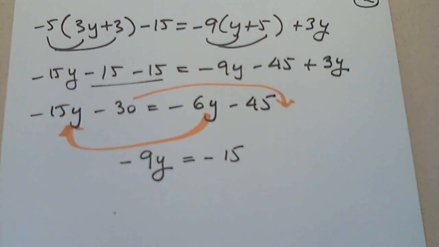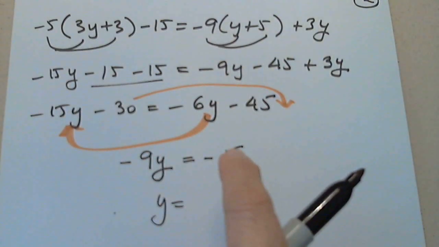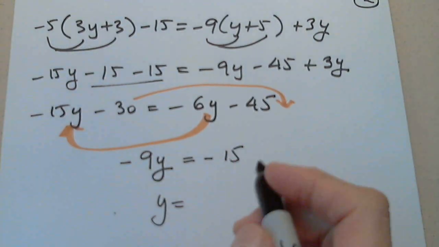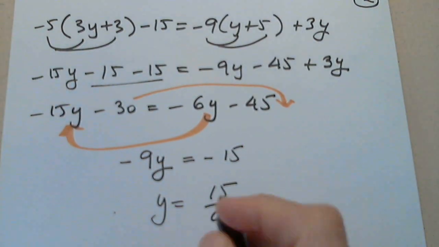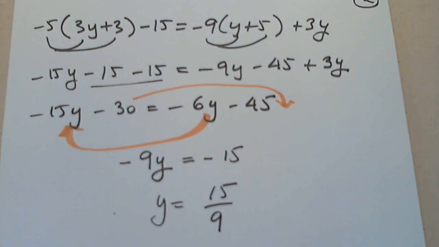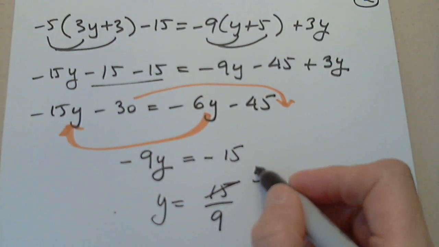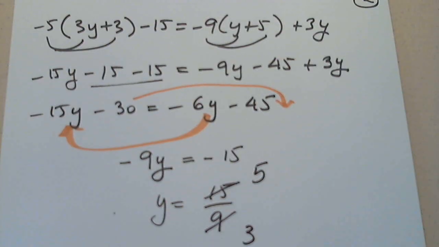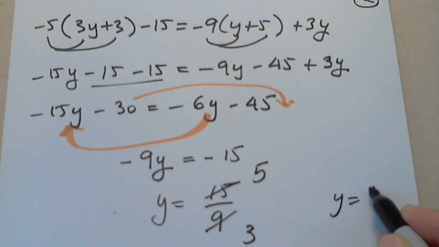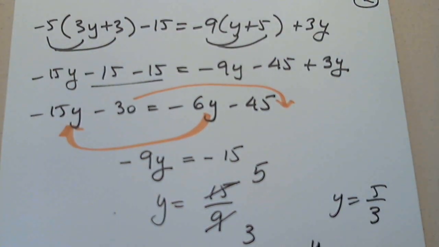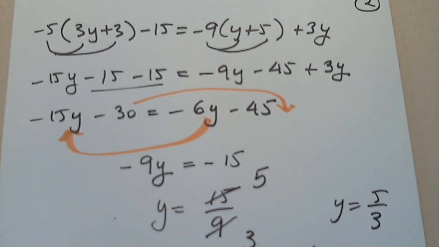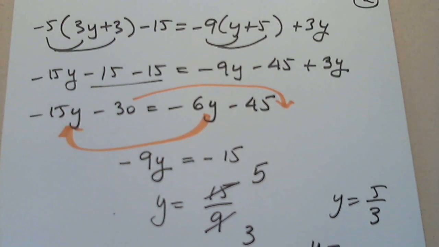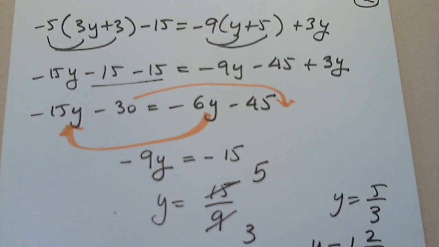Now we have to find y, so we divide both sides by negative 9. Since I'm dividing two negative numbers, I already changed it into positive. And remember, both are divisible by 3. So I simplify by 3, and I simplify by 3. So the answer is 5/3. If you want to write it as a mixed number, how would you write it? 1 2/3.